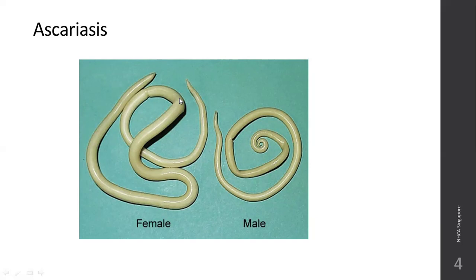It can cause cough, blood in vomit, eosinophilia, and urticaria, because of the eggs that they are laying. In the intestine, it can cause pain. It can cause mass obstruction, not allowing the feces to move. It can cause pancreatic obstruction and biliary obstruction.